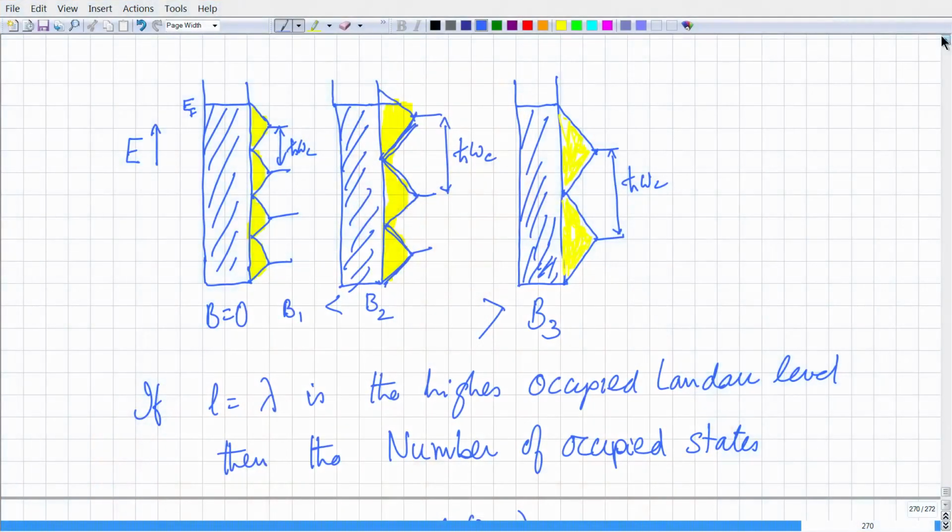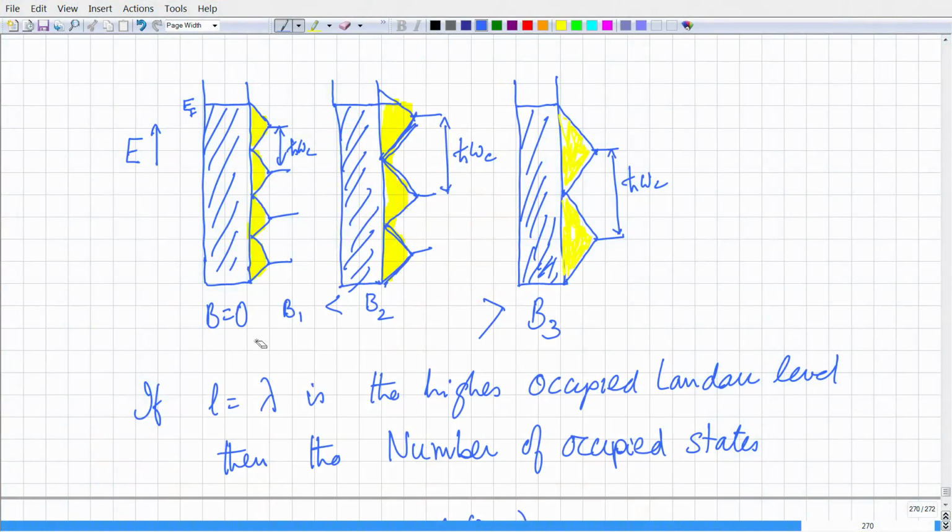Hello again. We will start from where we left off last time. That was the study of the de Haas-van Alphen effect. And in the de Haas-van Alphen effect, what I showed you was that the energy levels bunch together in the presence of a magnetic field.